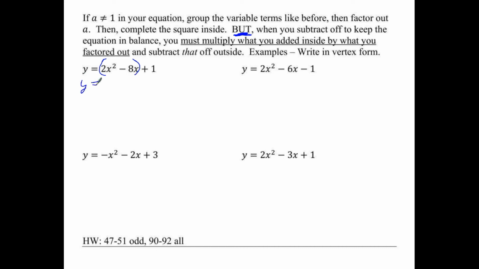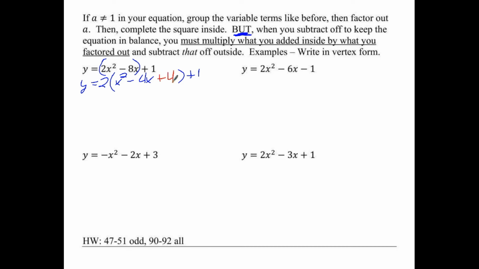So y equals, pull the 2 out. Now what's left over? X squared minus 4x. Leave a space. Now the plus 1 is untouched because we only factored out of the group. Now complete the square inside. So half of -4 is -2, squared is +4, so plus 4.